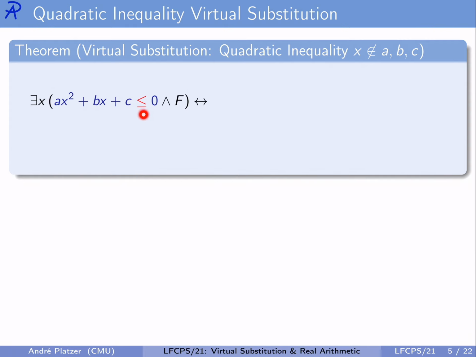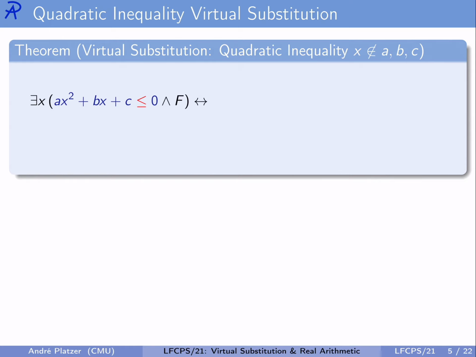So if we had a quadratic inequality, again, x of course not occurring in a, b, c, we've seen that now, then how do we equivalently rephrase the question that there is an x such that ax squared plus bx plus c less or equals 0 and f is true? Well, I guess the whole expression can only be true if f is true for one of the solutions of that. How do you solve a quadratic inequality again? Well, you solve a quadratic inequality by solving the quadratic equality and hoping for the best.